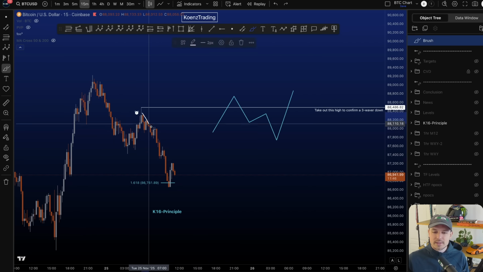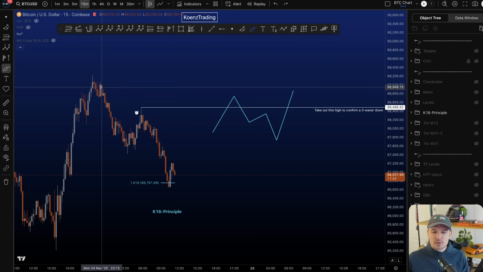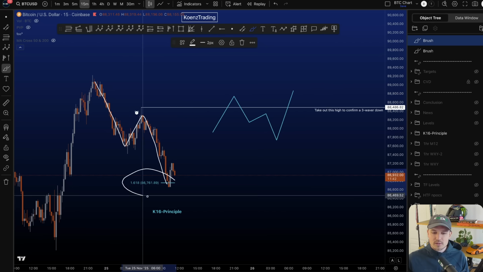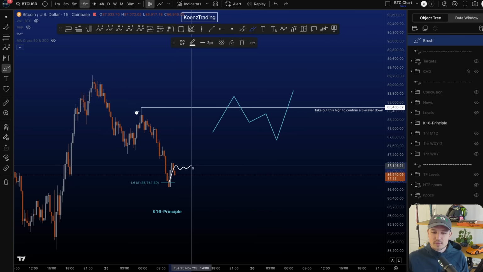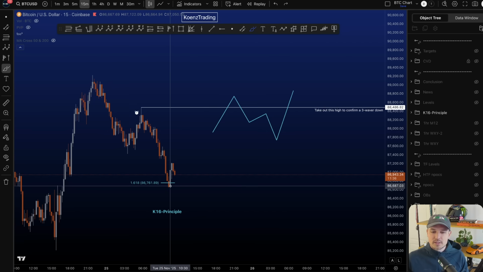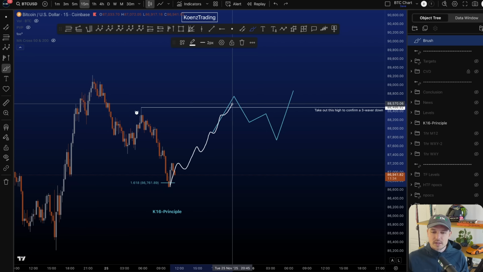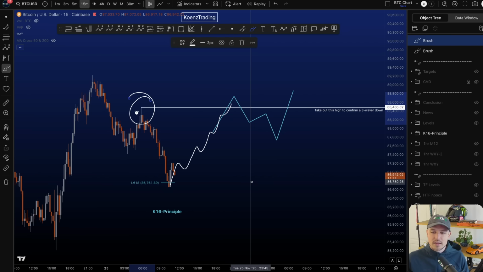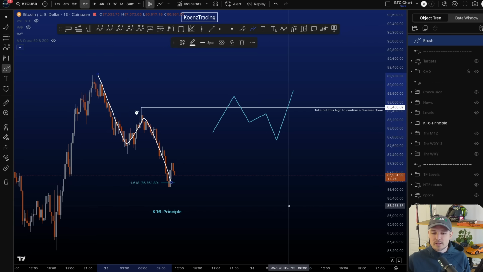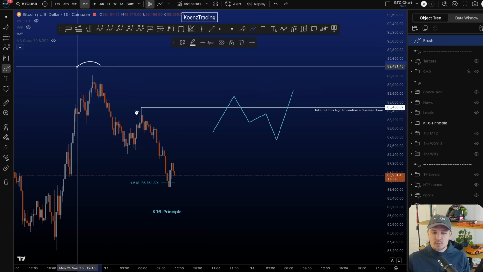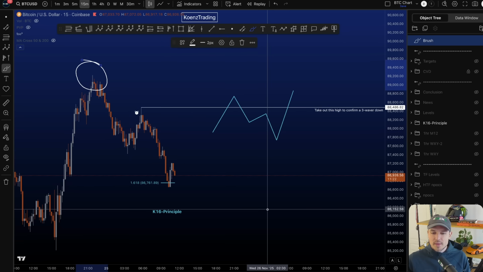Probabilities are higher. This is a separate structure. So you're looking for a move down, move up, move down. Touch the 1.618. If price can now move to the upside without a range here and another low, if price can move towards the upside here and take out this high at 88.5K, it pretty much confirms a 3-wave structure to the downside, which therefore increases probabilities to take out this high.